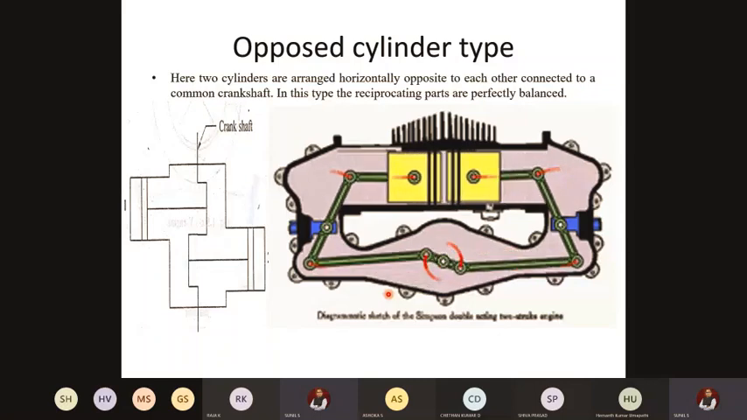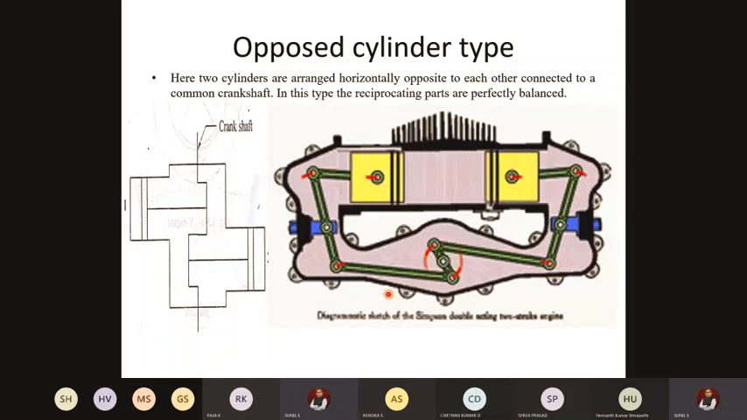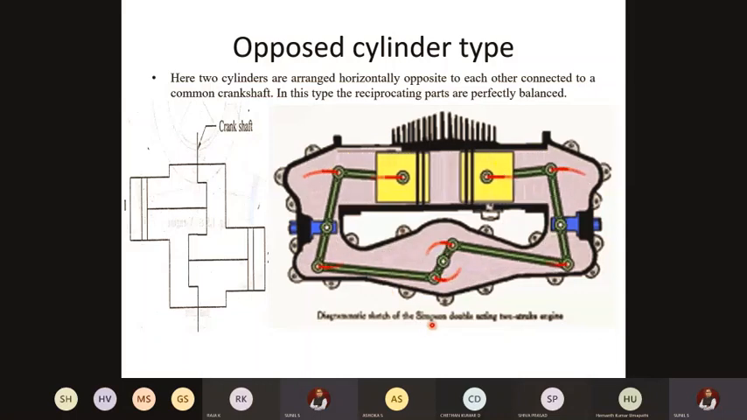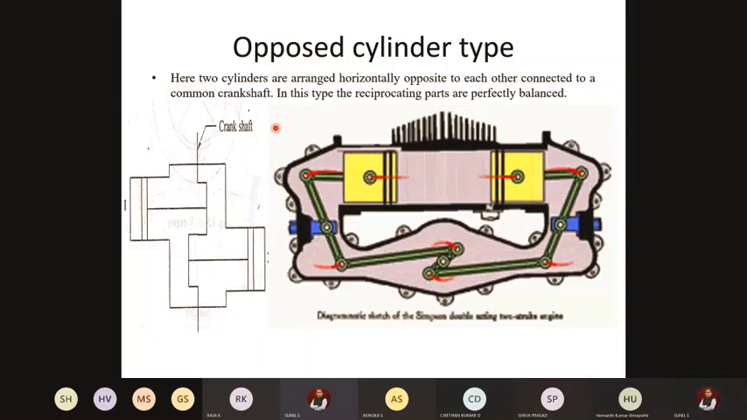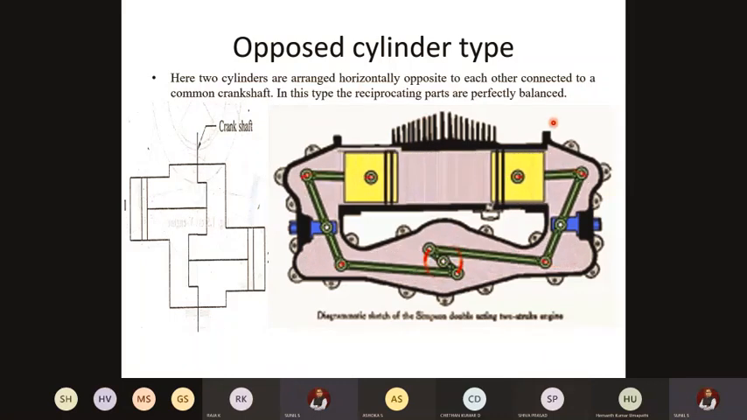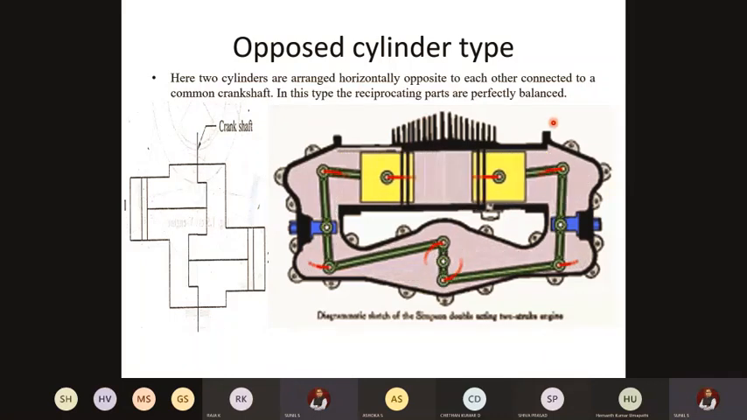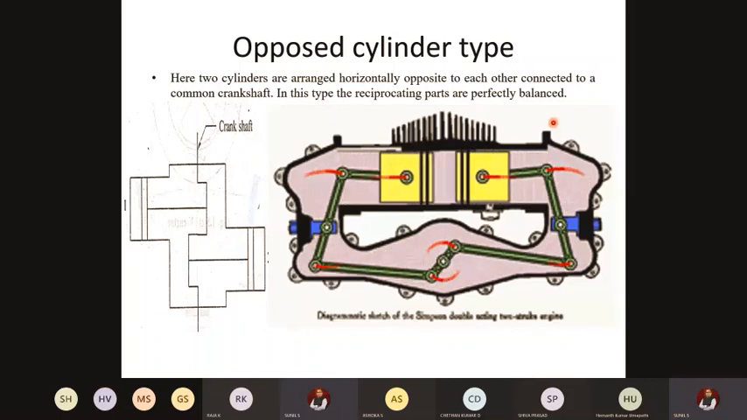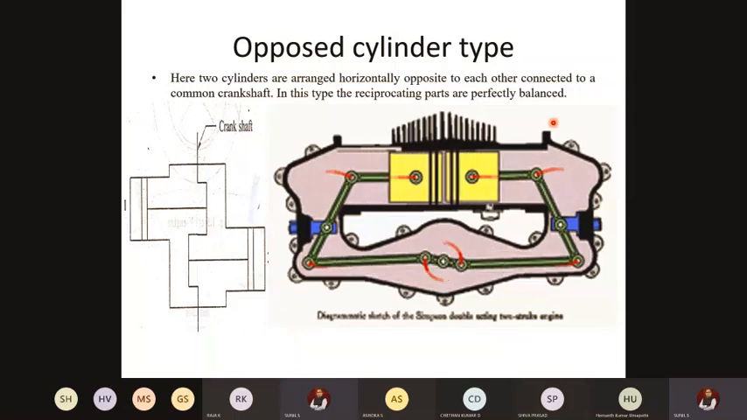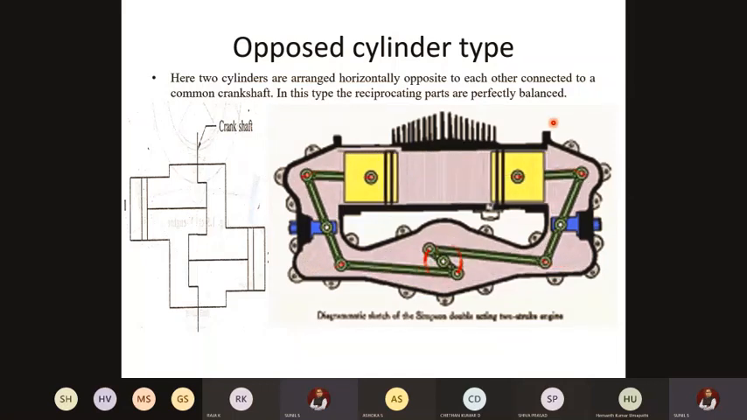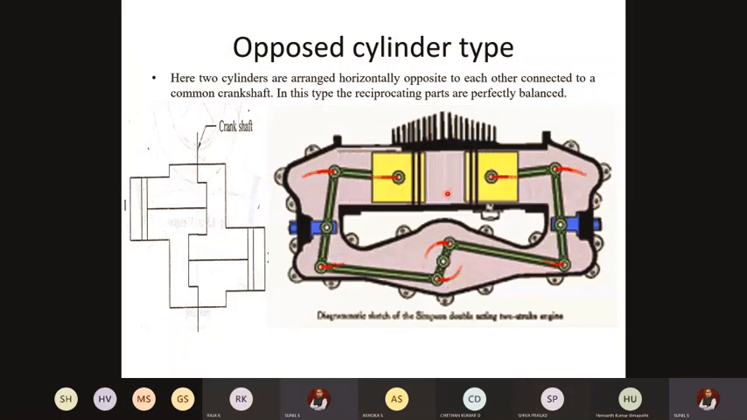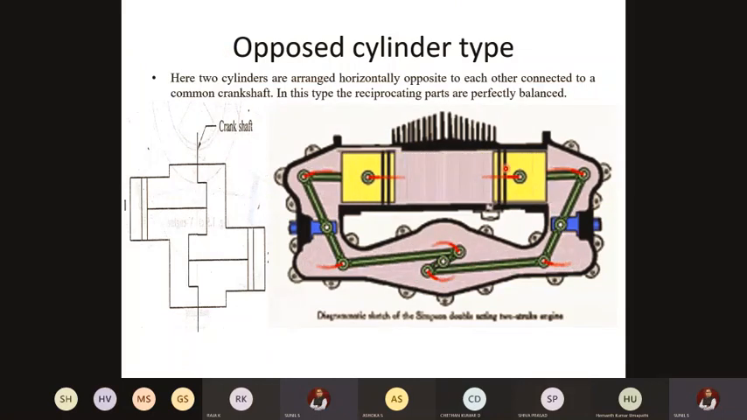Okay, here 2 cylinders are arranged horizontally opposite to each other, and again the same crankshaft is used. There is no question of different ones. In this type, the reciprocating parts are balanced, so balancing of the reciprocating masses. Maybe in COM you may know, in DOM you will be studying, so balancing issues will not be there. But the problem is it's a bit complicated design. It is called the opposed cylinder type because 2 cylinders are placed opposite to each other.